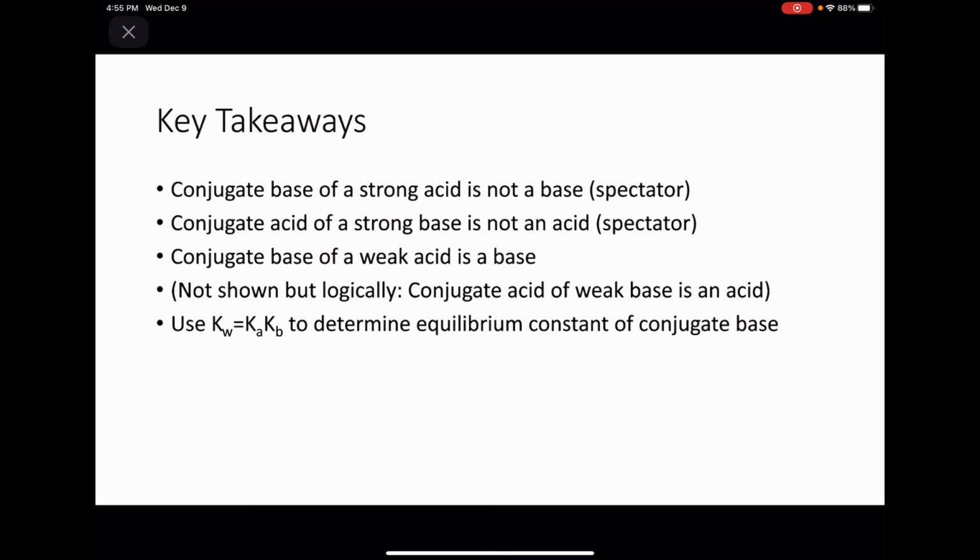We didn't show it, but we could actually do the same thing. The conjugate acid of a weak base is actually going to be an acid. That logically makes sense. And we're going to use this Kw to determine the equilibrium constants of the acid-base pair.